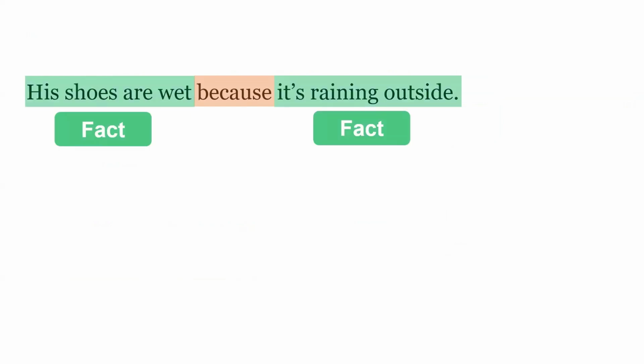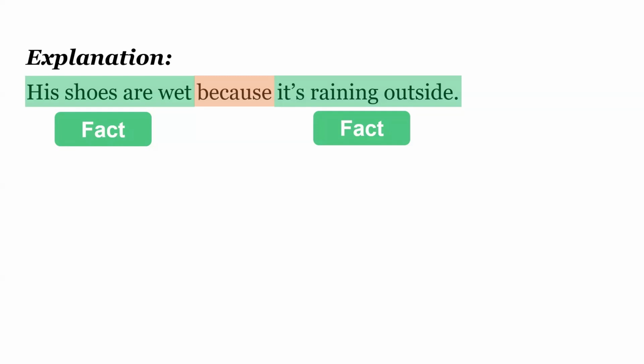Remember that arguments are about proving the truth of some statement or trying to do so. That's not what's happening here. In this case, we have an explanation. The fact that it's raining outside gives a reason why his shoes are wet. Let's think of a similar situation that's an argument.